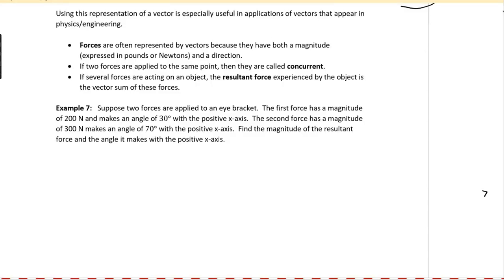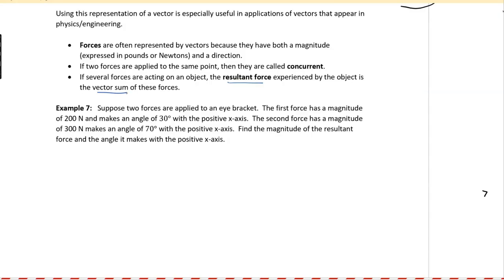So, oftentimes we use vectors to represent forces because a force has a magnitude, normally expressed in pounds or newtons, and a direction. You can have multiple forces acting on something, and if you want to calculate a resultant force, all we need to do is a vector sum of these forces. So that's pretty straightforward when you're just asking to find a resultant force. That's what example 7 is going to ask for us to do.